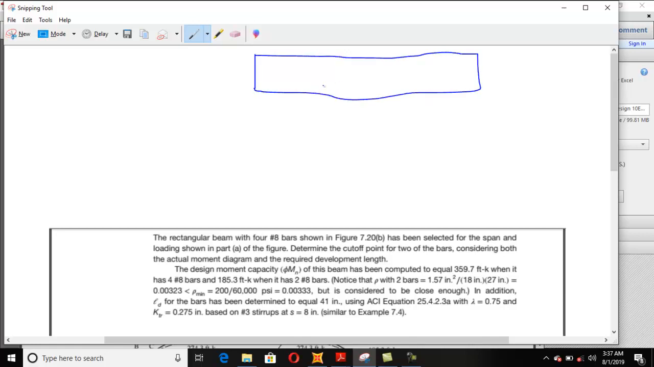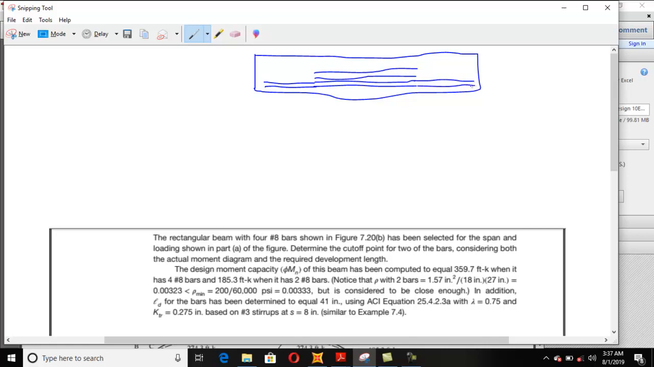Now at the mid portion you have 4 bars. Okay, at mid, but at mid you have how much bar? 4 bars. These bars are in plane. I'm just showing you in cross section, and at the cutoff point you have to continue only 2 bars.